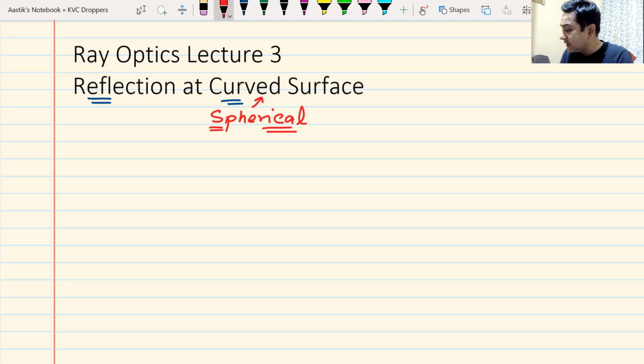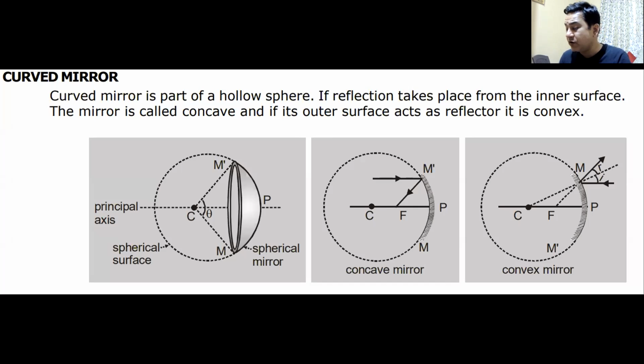Since the class is about the image formed by a curved mirror, we have to understand what a curved mirror or a spherical mirror is all about. Sometimes you might call it a curved mirror, sometimes a spherical mirror. Now, as you can see over here, what do you see? You see a hollow sphere made up of glass. Do we understand this? It's like a glass ball, but it is hollow from inside.